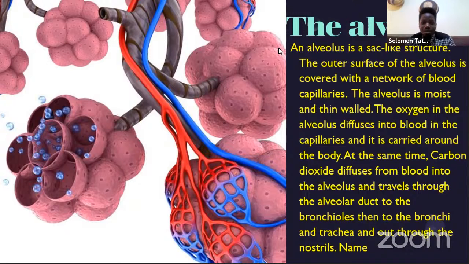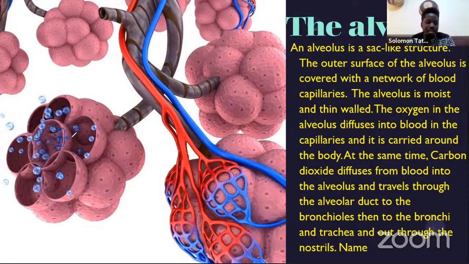We shall see a better picture where this is better explained. Let me try to highlight it. This part here has to be thin. Thin-walled. This is the wall of the alveoli, alveolus. It has to be thin to decrease the distance that oxygen and carbon dioxide have to travel through the alveolus.